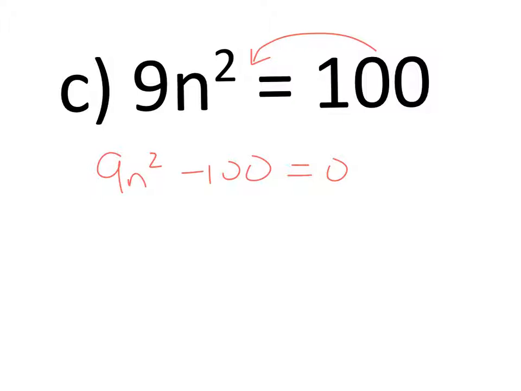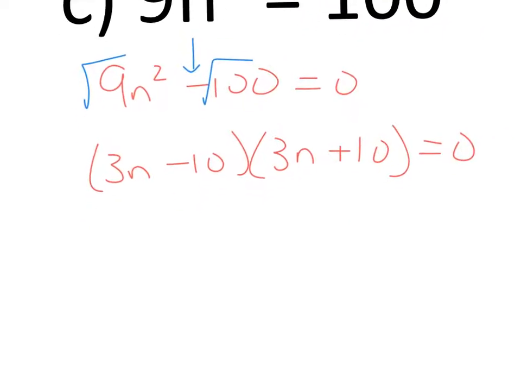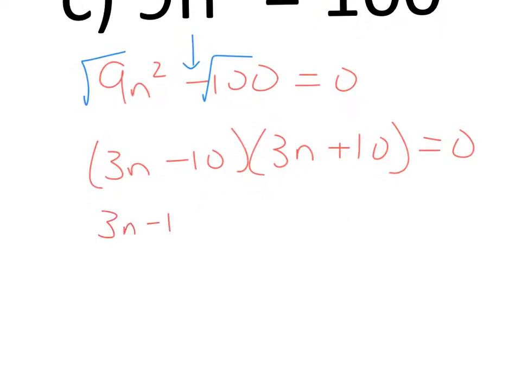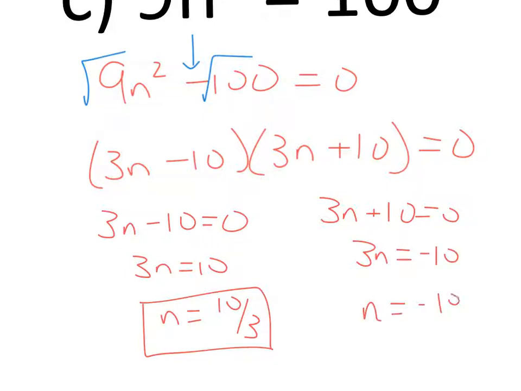Now in this case, I see a difference of squares. So I'm thinking, can I square root? Yep. Do I have subtraction? Yep. And can I square root? So if the answers are yes, you have a difference of squares. So I've got 3n minus 10 and 3n plus 10 is equal to 0. Now again, set each factor equal to 0 and solve. On this first guy, I'm going to add the 10 over, and then divide by 3 and get 10 thirds. On the second guy, I'm going to subtract the 10 over and get negative 10, and divide and get negative 10 thirds.